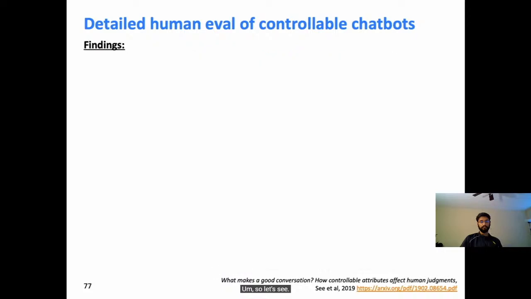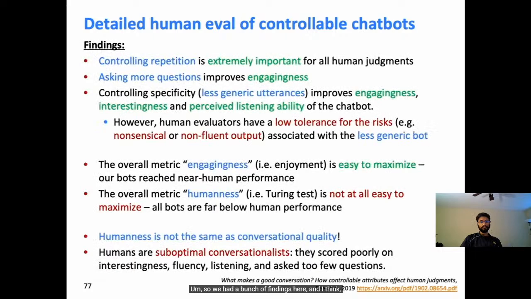So let's see. So we had a bunch of findings here, and I think maybe the ones which I will highlight were these two kind of in the middle. So the overall metric engagingness, which means enjoyment, that was really easy to maximize, it turned out. Our bots managed to get kind of near human performance in terms of engagingness. But the overall metric humanness, that is the kind of Turing test metric, that was not at all easy to maximize. All of our bots were way, way below humans in terms of humanness, right?